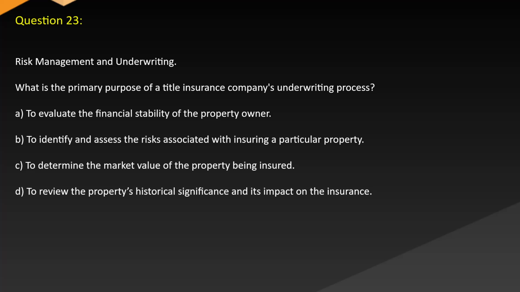Question 23. Risk management and underwriting. What is the primary purpose of a title insurance company's underwriting process? A. To evaluate the financial stability of the property owner. B. To identify and assess the risks associated with insuring a particular property. C. To determine the market value of the property being insured. D. To review the property's historical significance and its impact on the insurance.